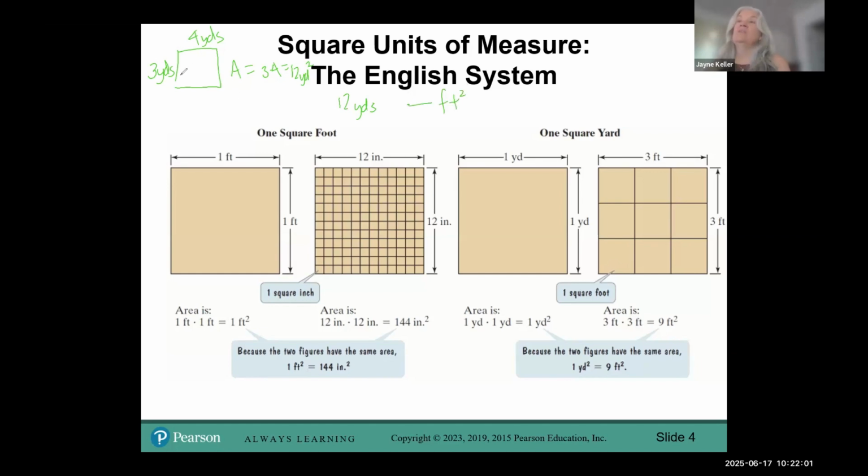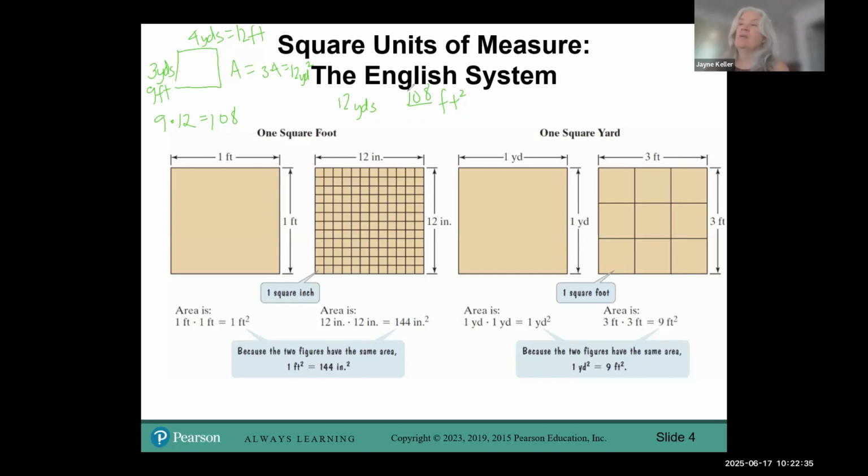Well, what I can do is I can come back to this original problem and go, oh, 3 yards. Well, that's 9 feet, right? Because a yard is 3 feet. So this is 9 feet. Now this side, 4 yards, is 12 feet. Okay. So in square feet, it's going to be 9 times 12, or 108 square feet. Okay. I didn't just multiply by 3, right? I have to multiply by 3 squared.